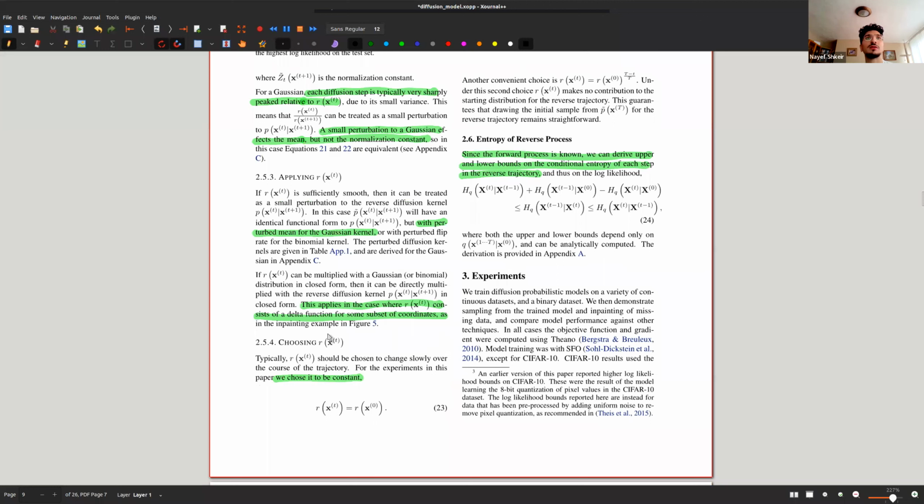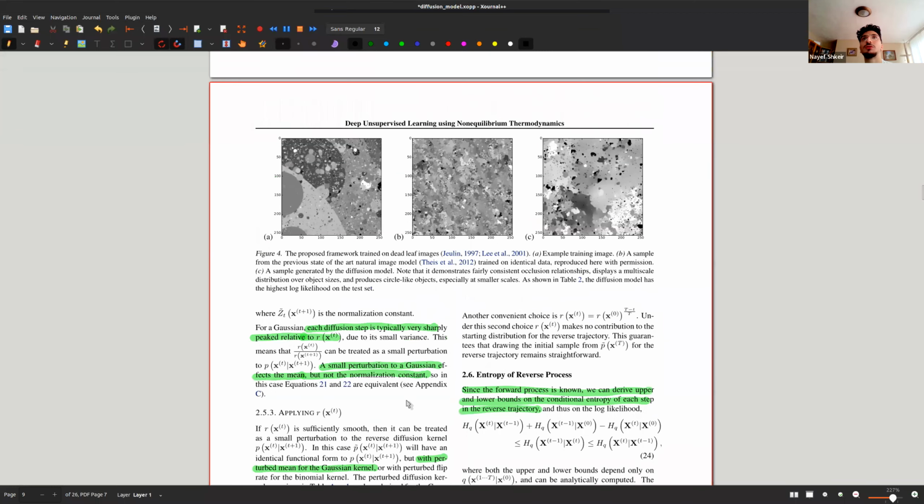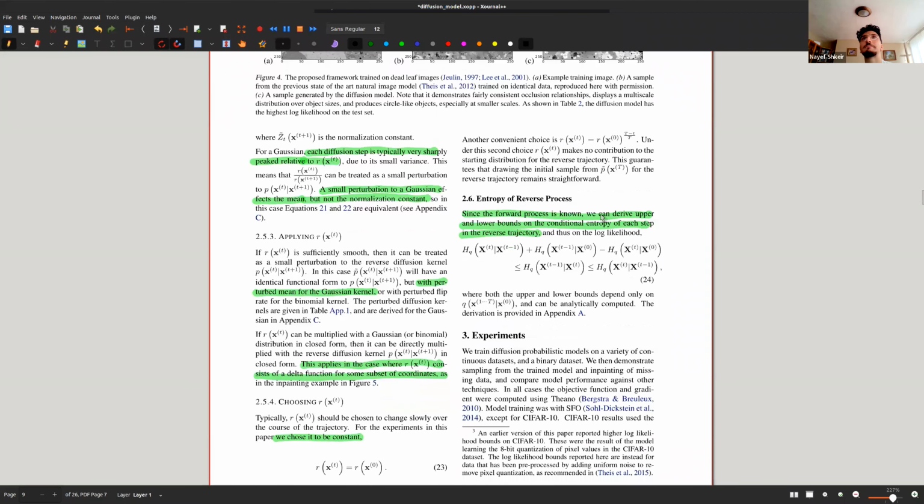And yeah, so then they say they choose this distribution R to just be a constant in this case. So we choose it just for convenience. And then they can calculate the entropy of the reverse process. Since the forward process is known, we can derive upper and lower bounds on the conditional entropy of each step in the reverse trajectory. Which is, I guess, super useful for diagnostics and log likelihood estimation.